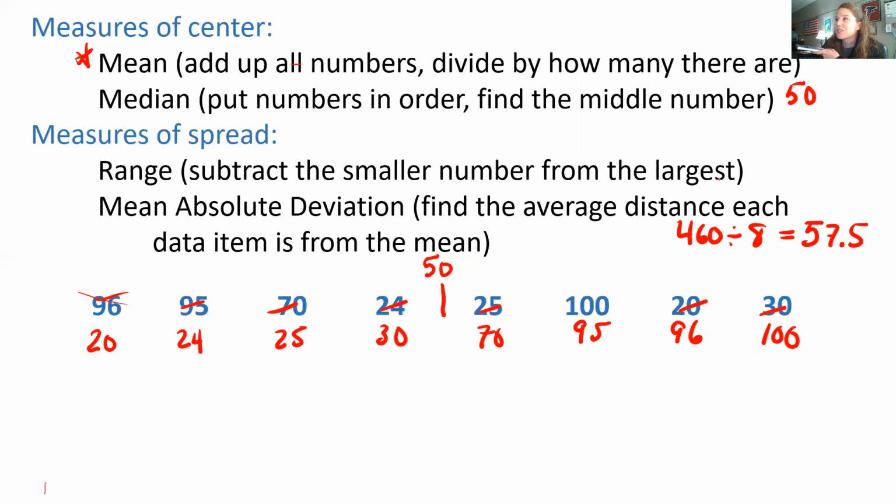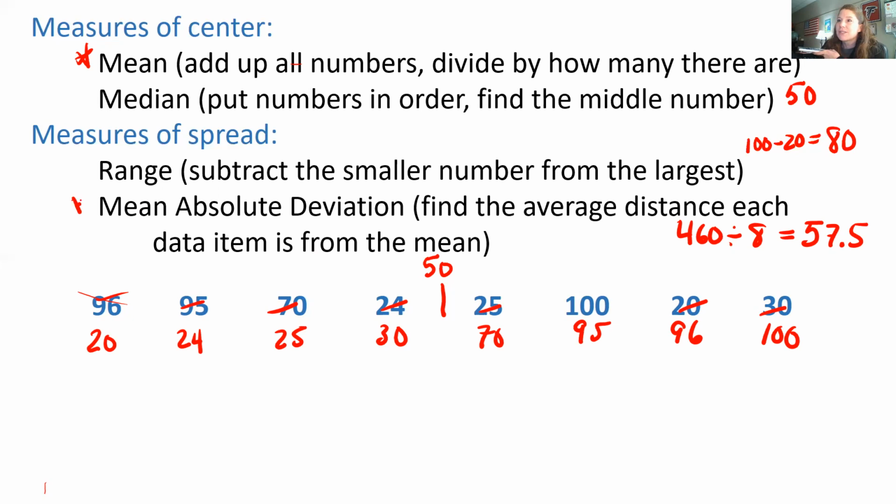Now the range is the difference between the smallest and the largest number. So we would say the range is 80. So whatever these numbers represent, let's say they're test scores. So this person's test scores range by 80 points, the lowest and the highest test score. That's a big range, isn't it?